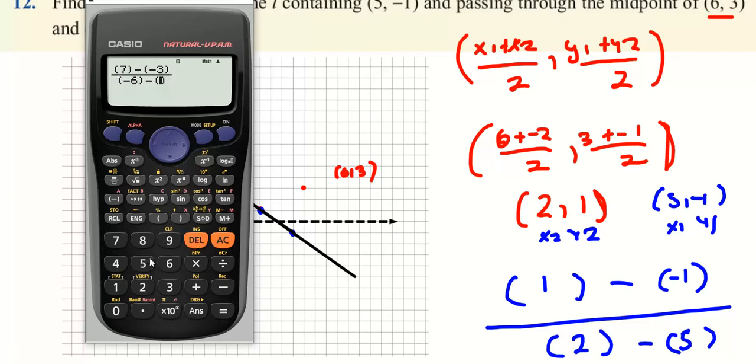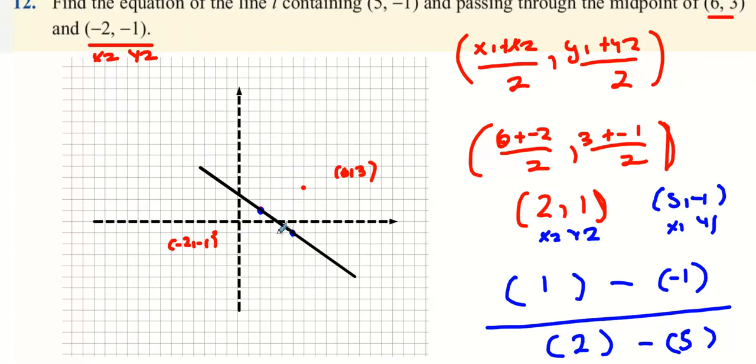As shown, this should be a 5, this should be a 2, this one should be a minus 1, and this one should be a 1. The answer we get is minus 2 over 3, which is what we expect. Look at it: it's 2 down and 3 across between the 2 points. So we were expecting a slope of minus 2 over 3, which is equal to this here.